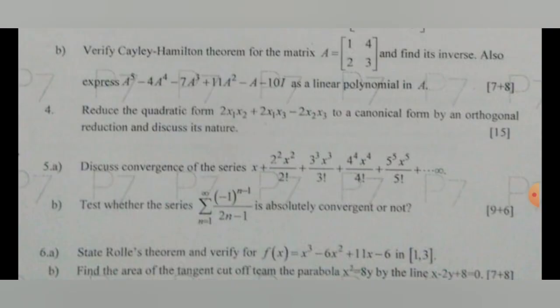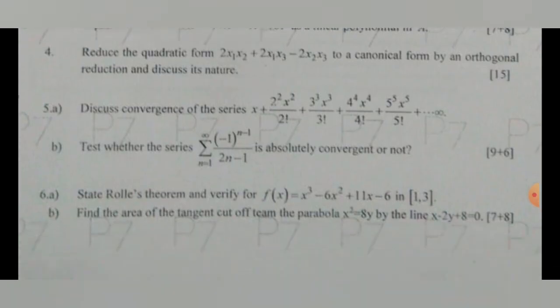Fifth B bit: test whether the series is absolutely convergent or not. This is an alternating series. First, verify with the help of the alternating series test whether it is convergent or not. After verifying that, directly take the absolute series and verify it once again. If it is convergent, you call it absolutely convergent. If it is not, you say it is conditionally convergent.